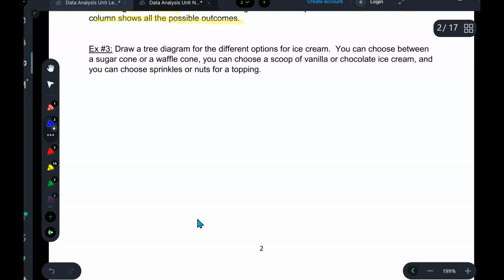Okay, so let's start with the first. We can have a sugar cone or a waffle cone. So I'll use S for sugar. Let's leave us some space, and we'll do W for waffle. Then we can have vanilla or chocolate. So branching out here from the S, we can have vanilla or chocolate. Or we can have the waffle cone with vanilla or chocolate.